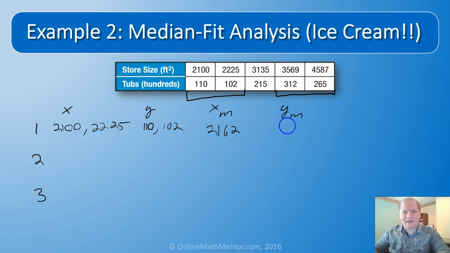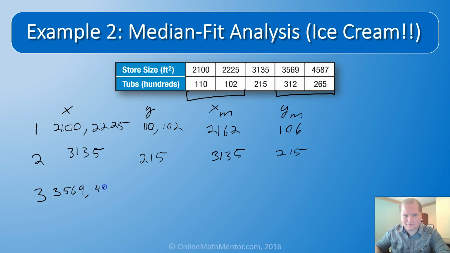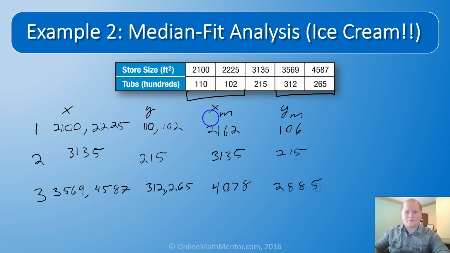So the average of these two numbers is 2162. And doing the same for the y values, the average of 110 and 102 is 106. And then you would do this exact same process for all 3 data sets, which I'll speed through. So now that we have that, we want to find the slope between the medians of our first set and the medians of our last set.